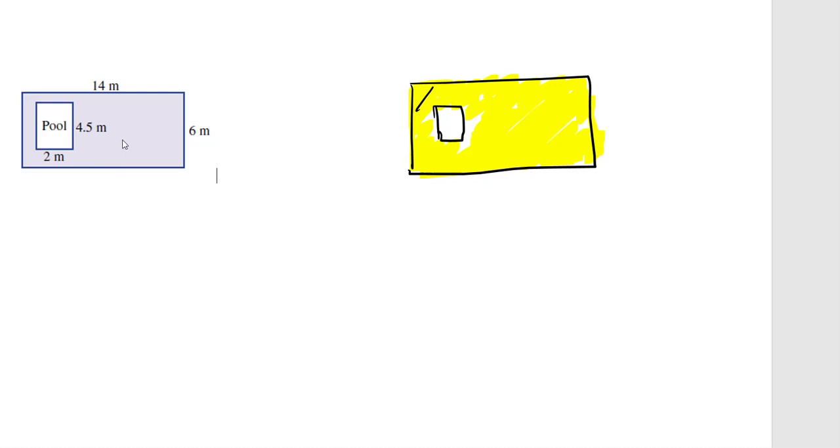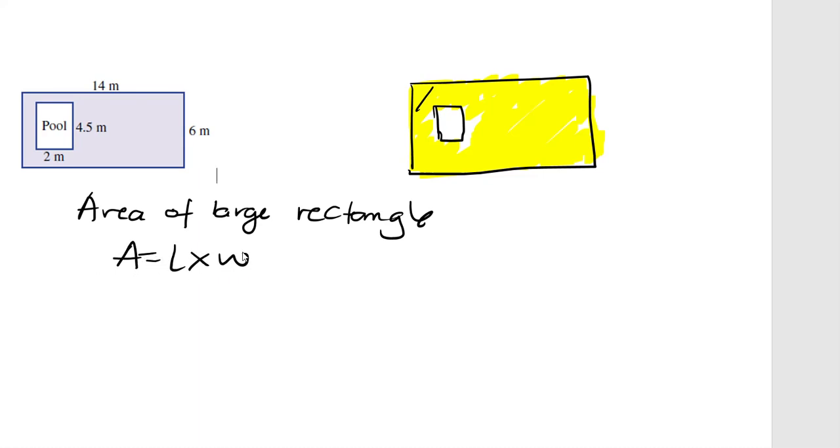So all we're going to do is work out the area of the large rectangle, work out the area of the pool, the rectangle that we're not paving, or the rectangle that we've cut out, and subtract it from the whole area. So area of large rectangle, so we know exactly what we're doing. Area is equal to length times width. State your formula. Area is equal to the length of the large rectangle, 14, times the width, 6.